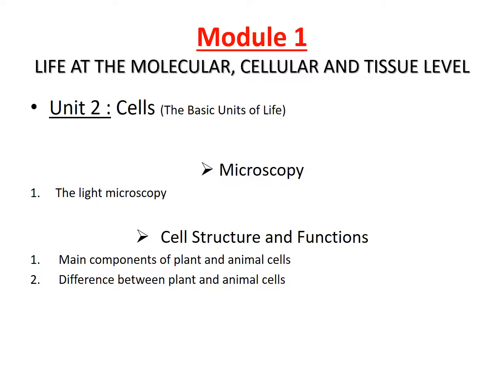And then there is unit 2, cells. Under unit 2, we're going to look at macroscopy, light microscopy, and then we're going to look at cell structure and functions. Here we're going to be looking at the main components of plant and animal cells, and then we're going to differentiate between plant and animal cells.